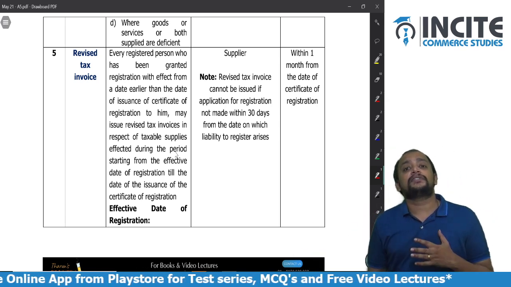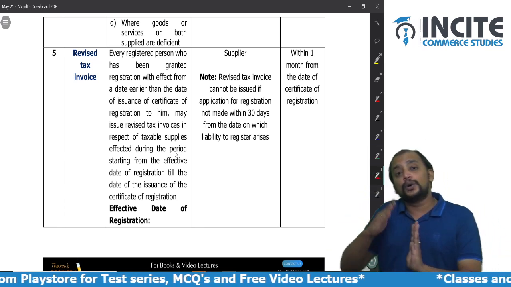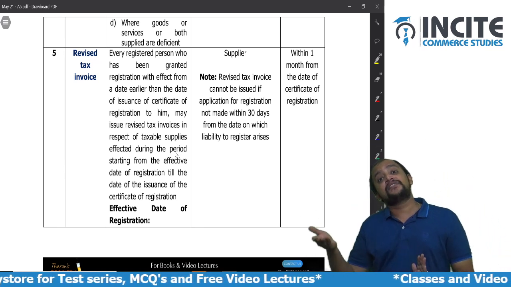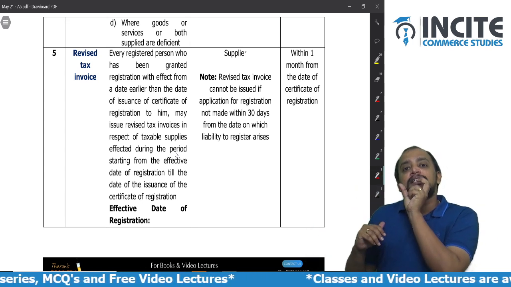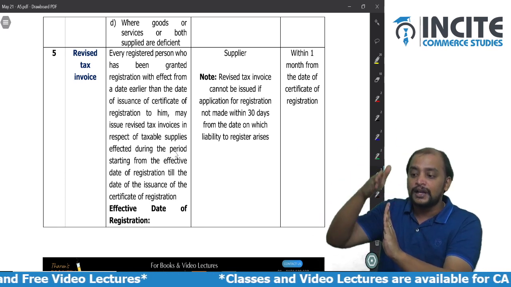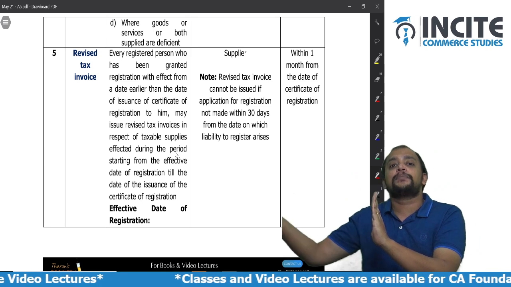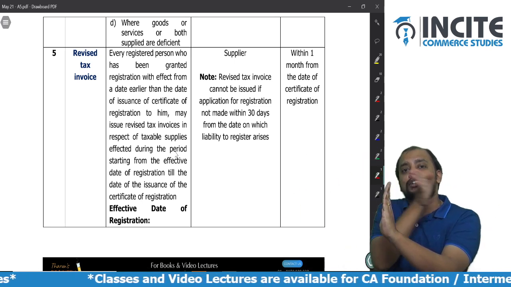But we cannot recover the GST from the recipient by giving a tax invoice. So what does the law say? You give a revised tax invoice when? After the date of registration. What is the date of registration? 7th June is the date of registration. I got the registration certificate on 7th June. From that 7th June, within 1 month, you give the revised tax invoice for the supplies made before 7th June.